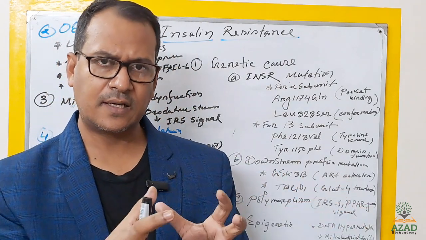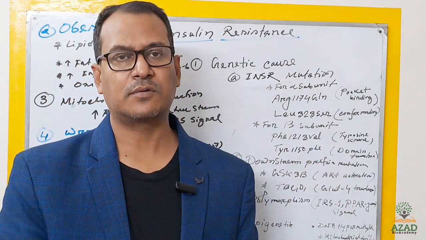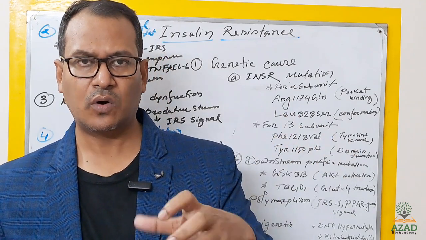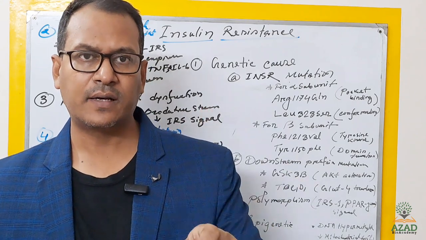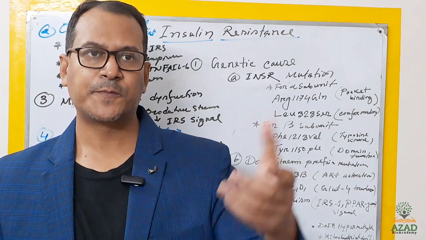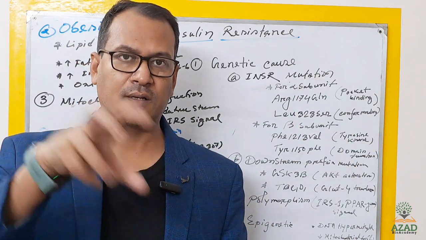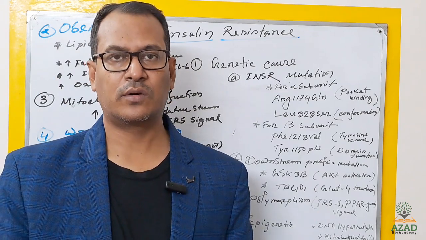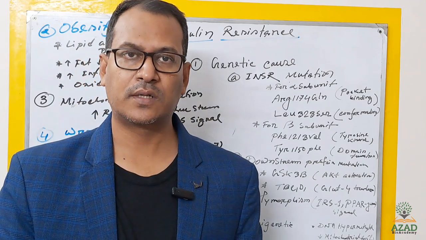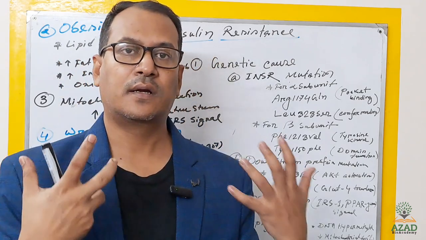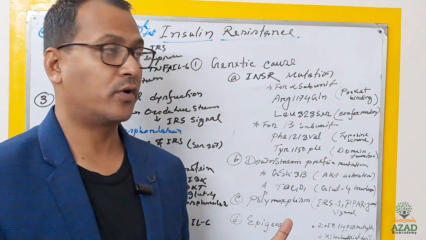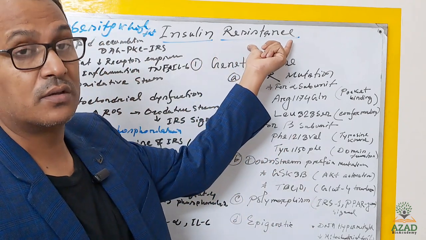So indirectly or directly, different substances can hamper the binding of insulin to the insulin receptor, or insulin will bind, but the intracellular signaling pathway will be hampered. And finally, the glucose transporter channel will not be expressed properly at the membrane, and sugar will not enter. Finally, sugar level will increase and it will cause diabetes mellitus. Okay, so now come to the main point, that is insulin resistance and the molecular mechanism.